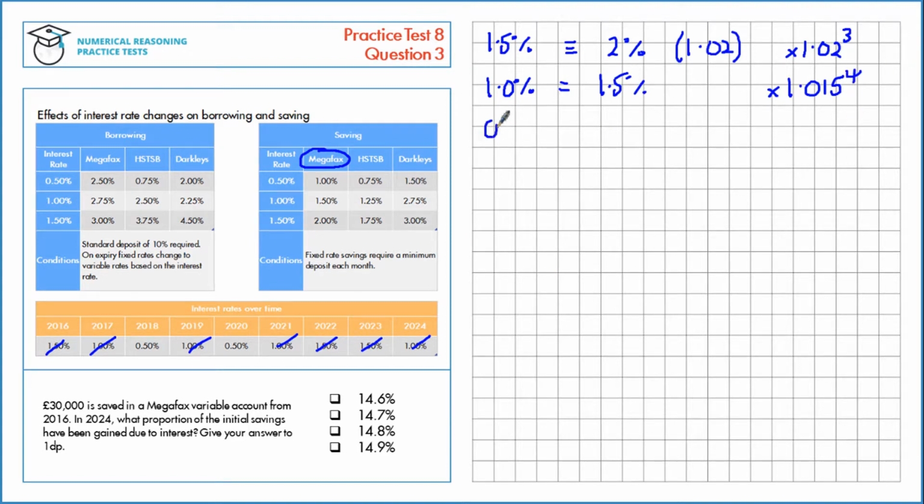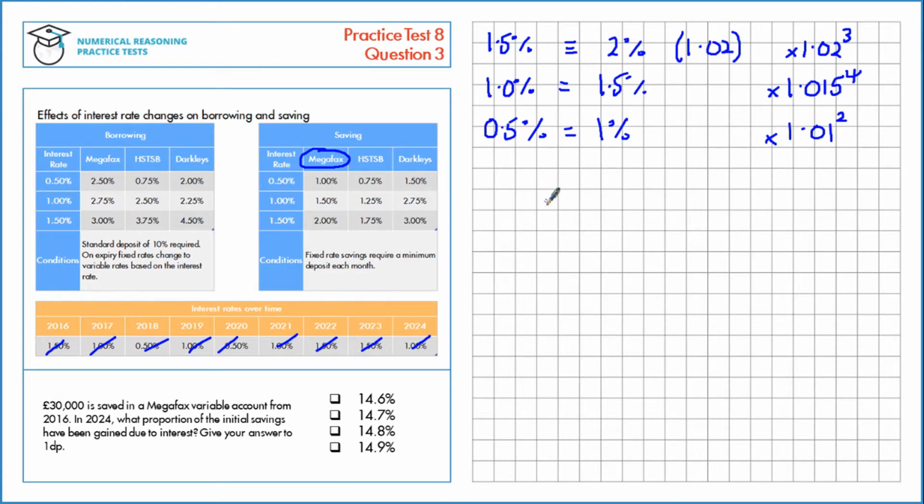The same thing now for the final one, 0.5% corresponds to a 1% interest rate for Megafax. That's multiplying by 1.01. That occurs twice, and that's the same as squaring the multiplier. Let's have a look at the actual savings then.